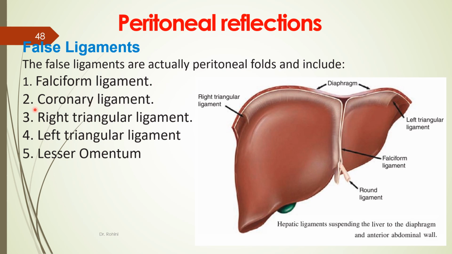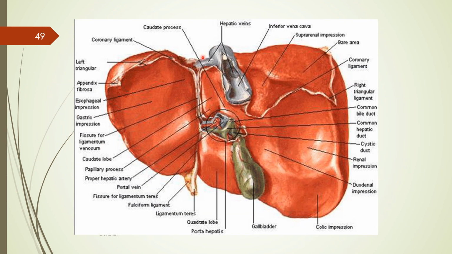So we have the falciform ligament, coronary ligaments, right triangular ligament, left triangular ligament, and the lesser omentum, which was already done in the previous class, so I'm not dealing with it in detail. These are all the peritoneal reflections or false ligaments of the liver, which are accessory structures in holding the liver. In this diagram we can see the posterior surface. Here you can see the same falciform ligament, going from here like a crown. The superior and inferior laminae, or anterior and posterior layers of the coronary ligament, both terms are correct.